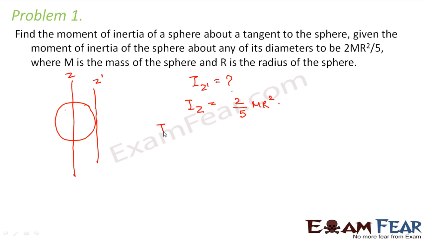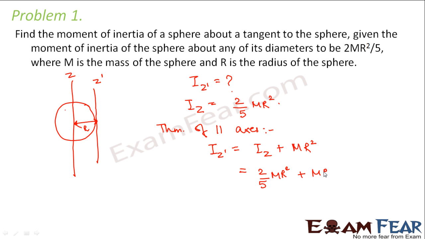Now if we apply the theorem of parallel axis, we can say that Iz dash is equal to Iz plus m into this distance square. What is this distance? This is nothing but the radius of the sphere. So this is equal to mr square. Therefore Iz dash is 2 by 5 mr square plus mr square. So this comes out to be 7 by 5 mr square. So this is the moment of inertia about a tangent to the sphere.